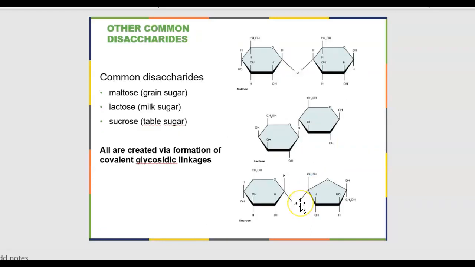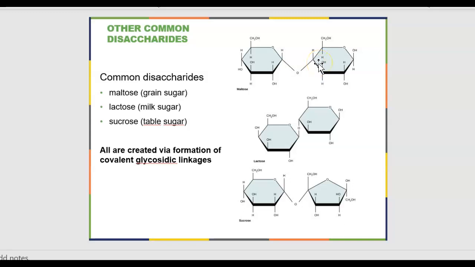Here are some other common disaccharides that we can see a lot. So maltose, grain sugar, something you would find typically in something like bread. Lactose, you've heard of that one, that's milk sugar. And then sucrose, which is table sugar, which is the one we just looked at. All of these are made through the same process, dehydration synthesis. Water gets kicked out, forming this glycosidic linkage.